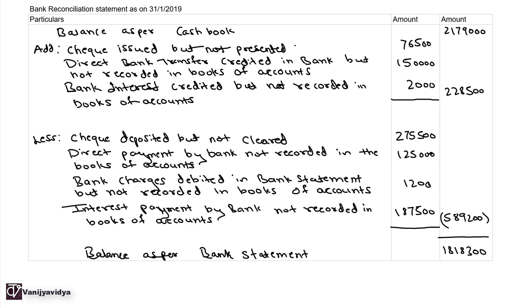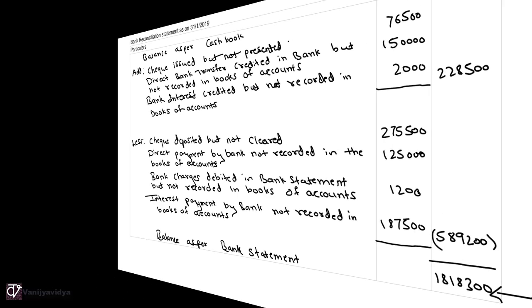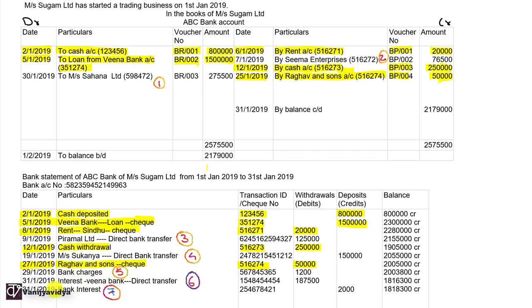Since we are given both your bank account and bank statement, we can always cross verify if this balance is correct. 18,18,300. This balance has to match with your bank statement as on 31st Jan 2019. Let's check the balance. Bank balance as per bank statement on 31st Jan 2019 is 18,18,300. Now this is one way to cross verify whether all reconciliation items are considered in bank reconciliation statement and your bank reconciliation statement is correct.